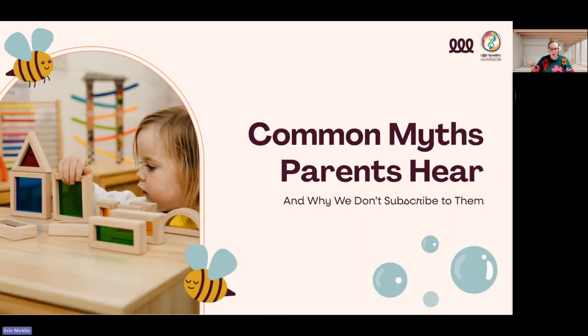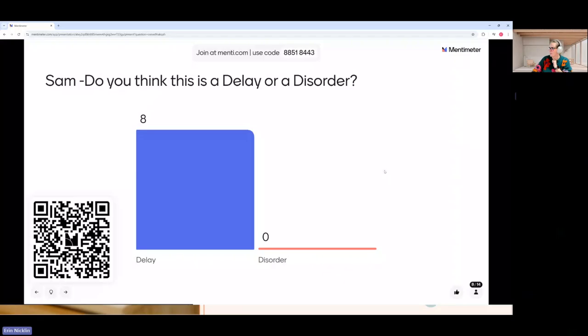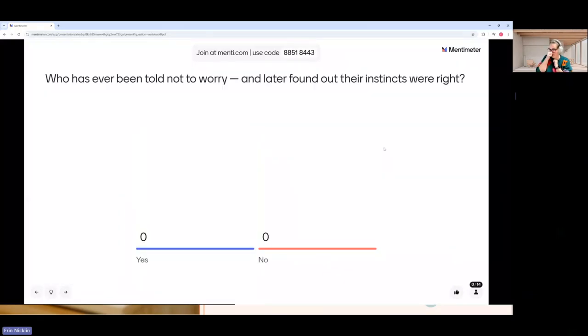So we're going to look at some common myths that we're always hearing, and we're going to pull up the poll for this one. I think everybody who's seen my presentations knows how much I love myths, but who has ever been told not to worry about their child when they've raised concerns and then later found out that their instincts were correct?